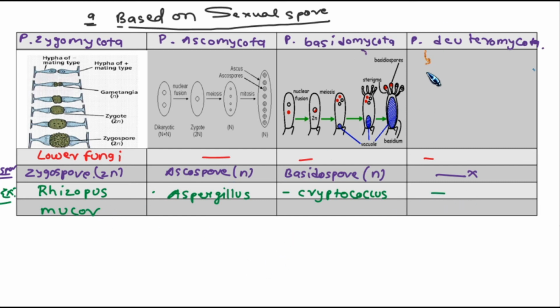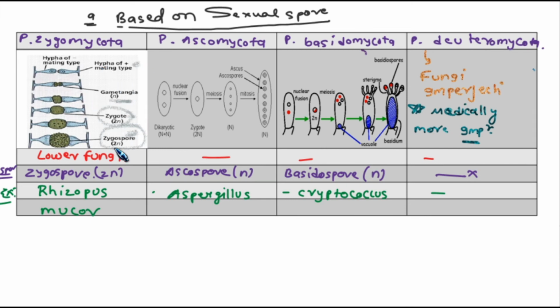Deuteromycetes are also called fungi imperfecta because no sexual cycle is seen in them, but they are medically more important than the other three phyla. Let's see the zygospore. Zygospore is 2n: the meeting of hyphae, gametangia, zygote, and zygospore. But in Ascomycota, after the zygote, meiosis occurs and n cells are formed, the same as Basidiomycota. After formation of the zygote there is meiosis and a haploid cell is formed.